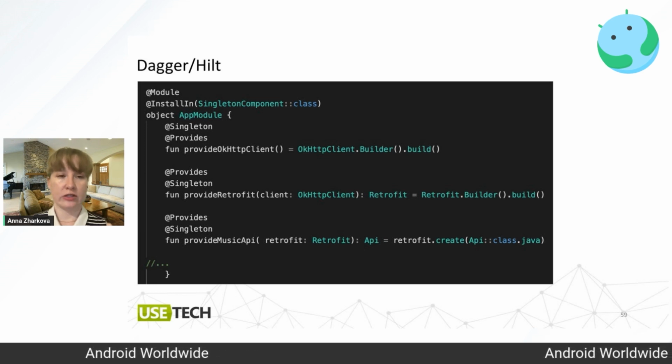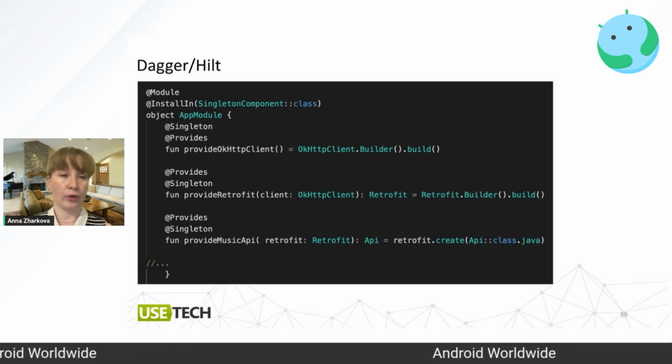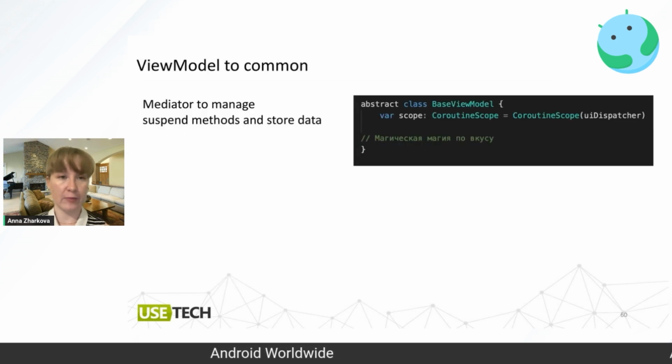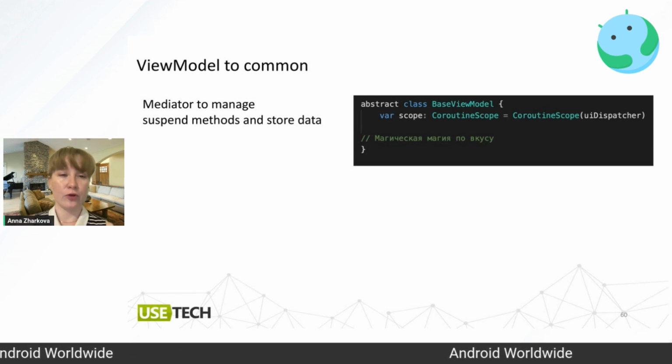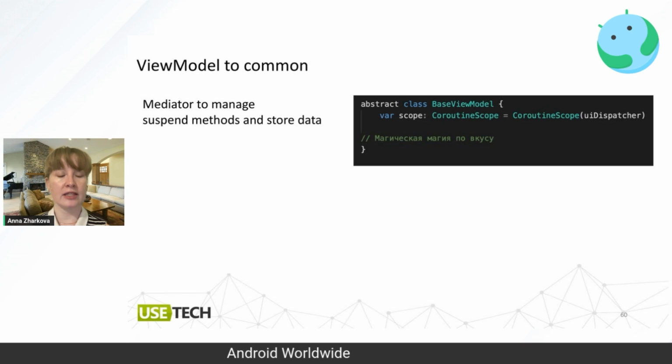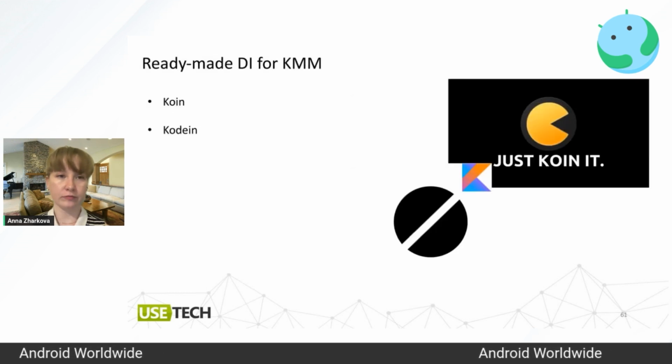This is just a sample of how we could provide the connection to Dagger Hilt, for example. Let's begin by making all this stuff common. At first, we need to create our common base view model. It will be just an abstract class with a common coroutine scope that will be managed in our view model.